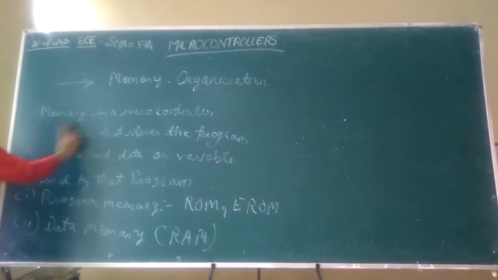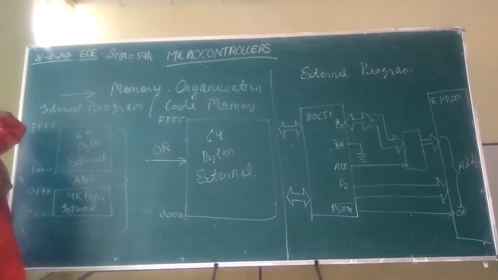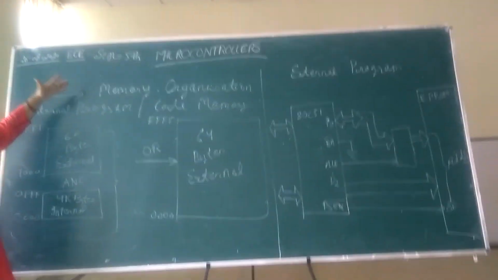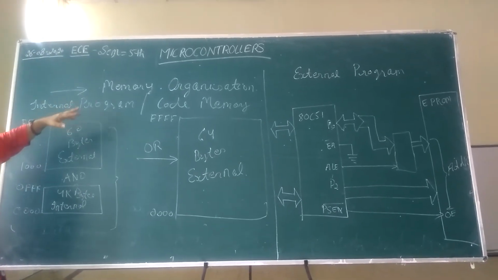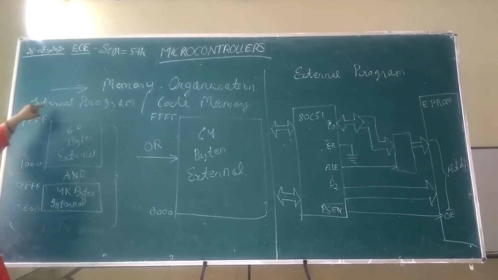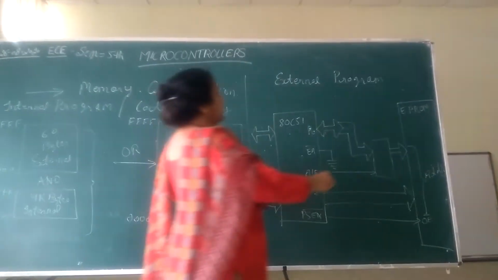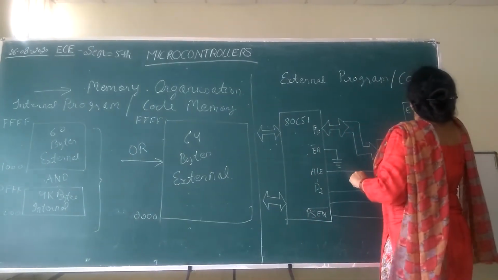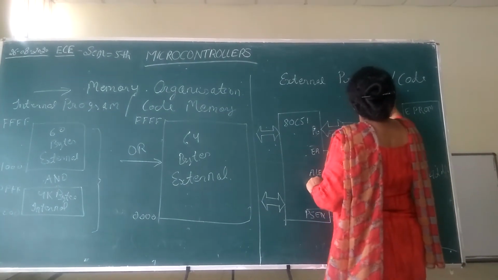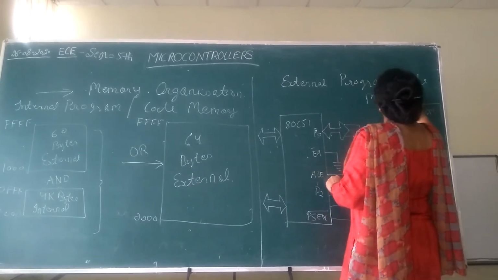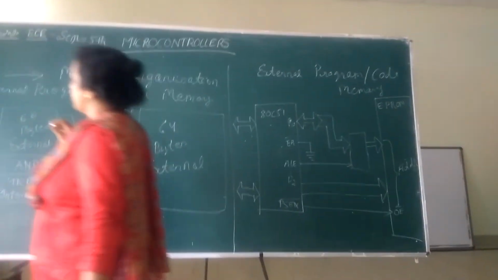program and code memory. In memory organization, there are two types of program code memory. One is the internal program code memory, and second is the external program code memory. In both types of memories, we can store the data.